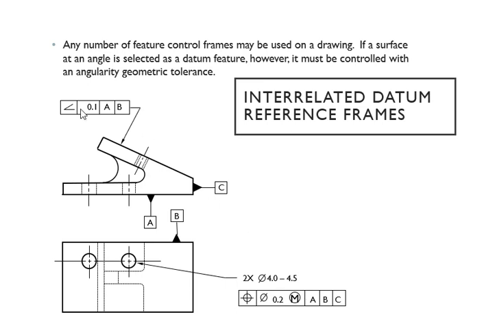So I have two feature control frames right there. We have a surface angle that we're looking at with datums A and B. So this datum A and B is going to control that surface angle. But it is interrelated with the angularity. Here you can see this little symbol that's talking about the angularity. This is the angularity geometric tolerance, and A and B are your controls.